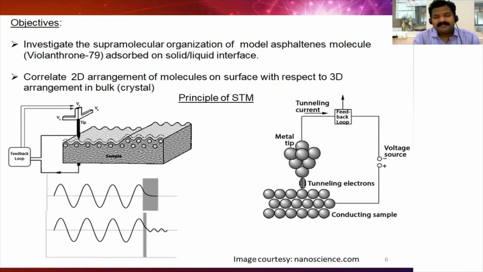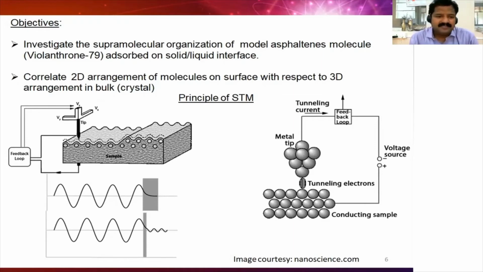When that happens, the asphaltene molecules in the 1-phenyloctane deposit start adsorbing to the surface, to the highly oriented pyrolytic graphite. Depending on the interactions of the molecules with the substrate, they can form certain organization on the surface. Our objective is to use this STM technique to observe at a molecular scale this arrangement of the primary molecules that adsorb onto the surface.